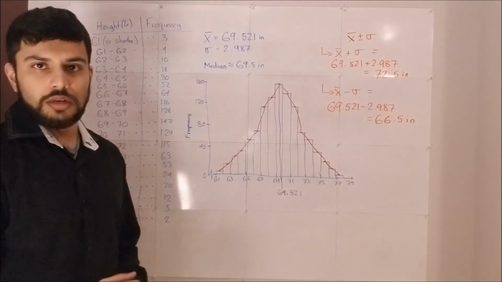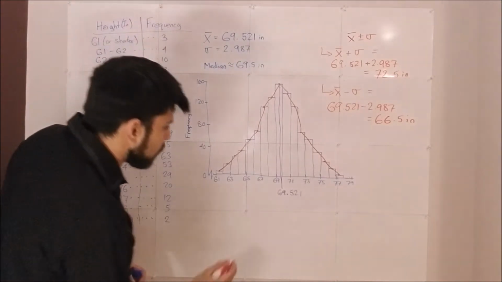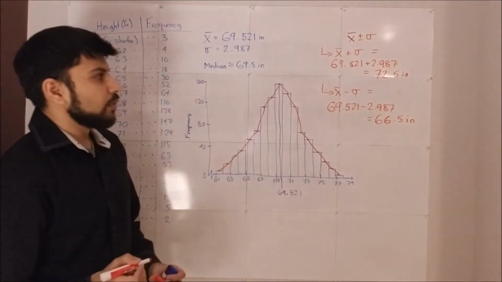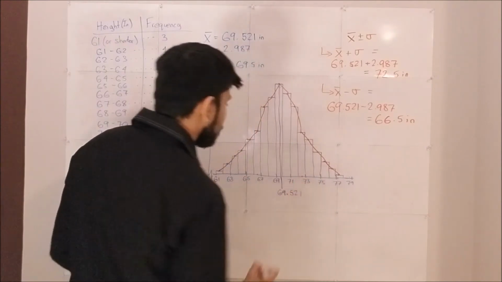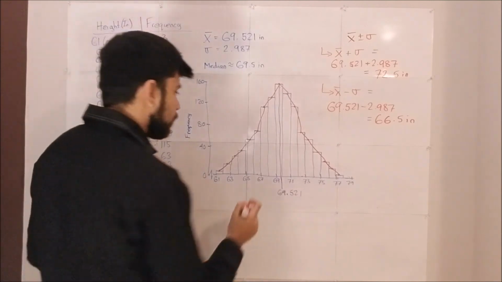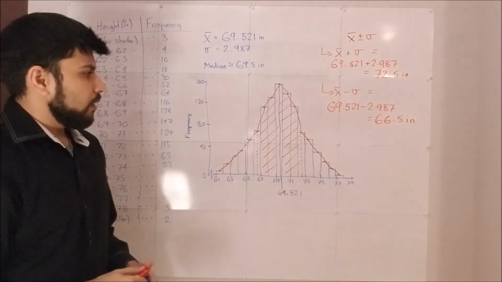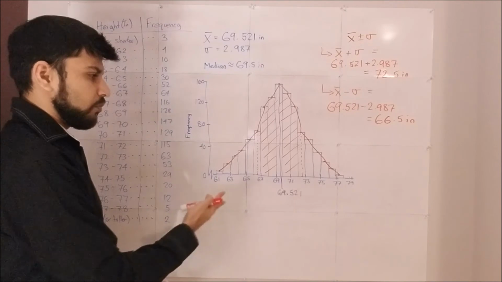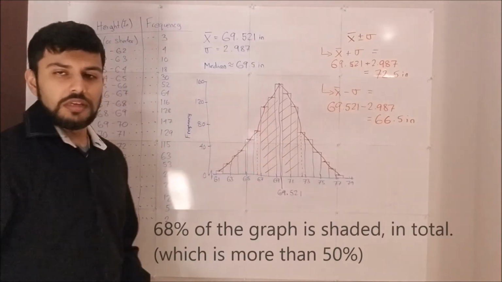If we plot that on our normal distribution, we look for 66.5, which is 66, here's 66.5, and if we look for 72.5, 72 is here. We do the same thing as before where we cut off our intervals. Looks like, based on our graph, more than 50%, which is 68%, of our clientele happens to be in that part of the graph.